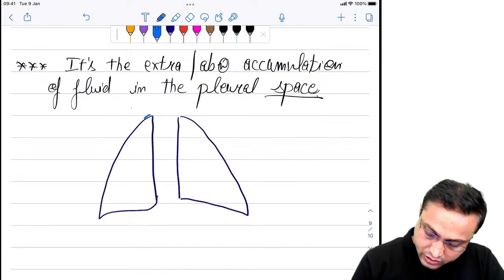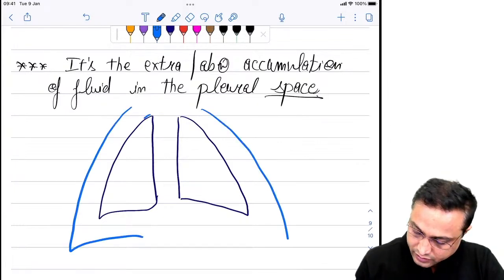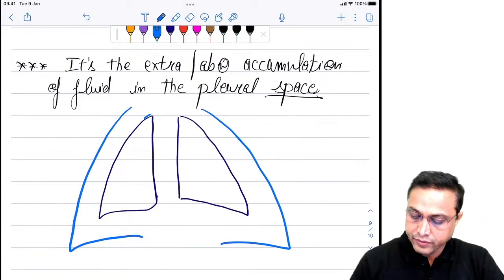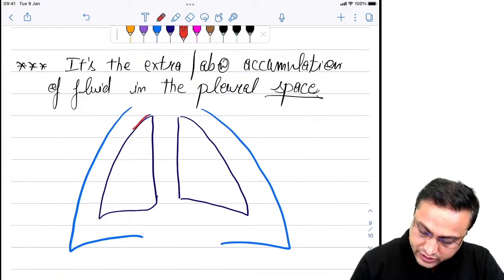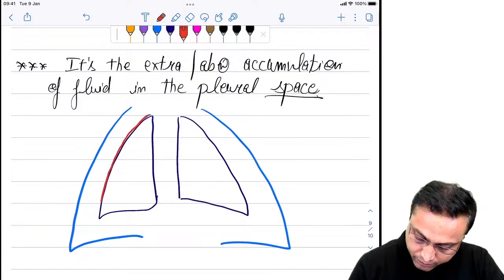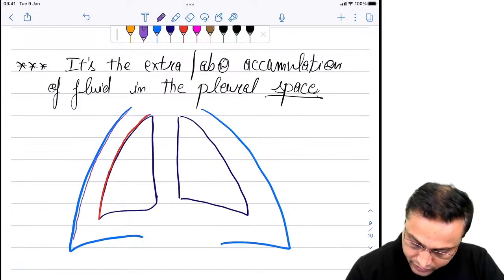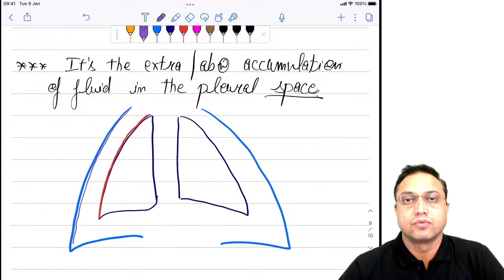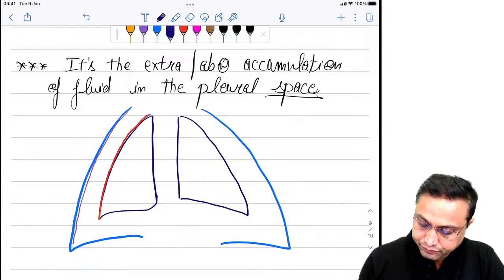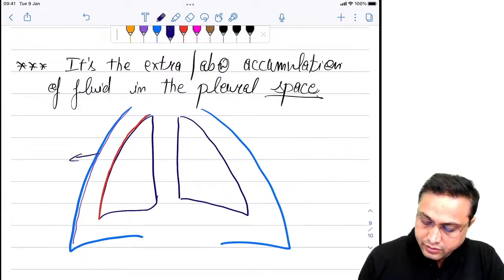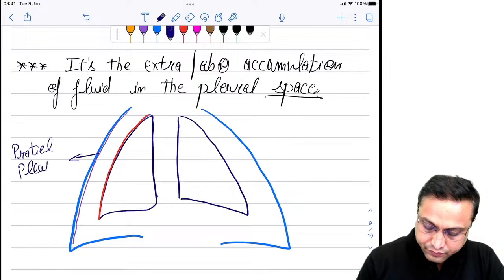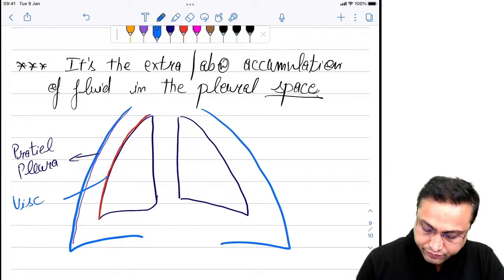Now this is the chest wall over here in blue color. Now we do have two things over here. First, there is a layer which is attached to the lungs, and there is another layer which is attached to the chest wall. What is this called? This is called the parietal pleura. And this one is called the visceral pleura.